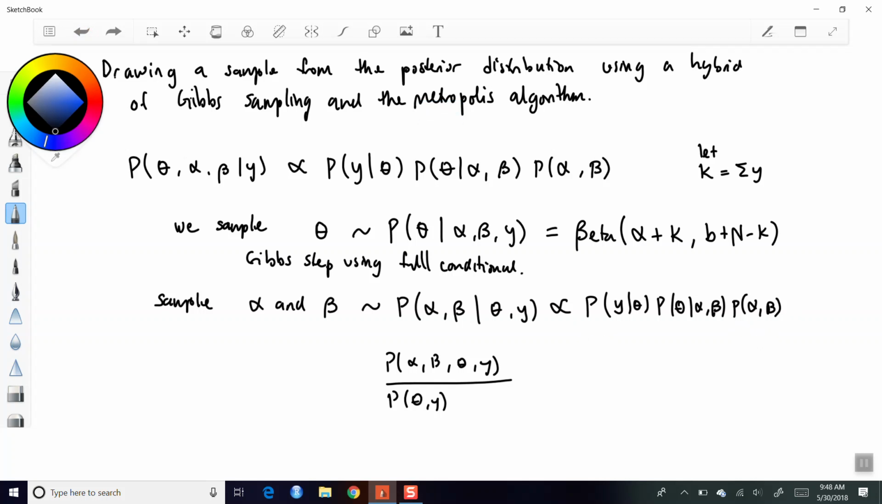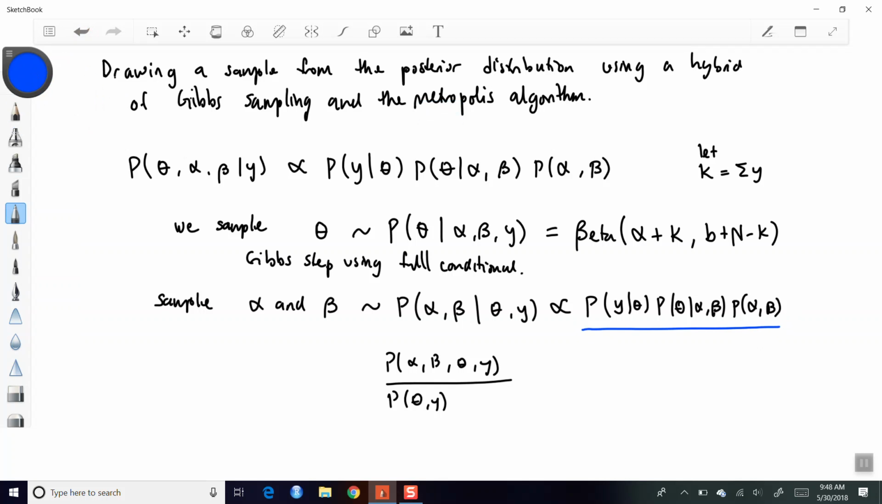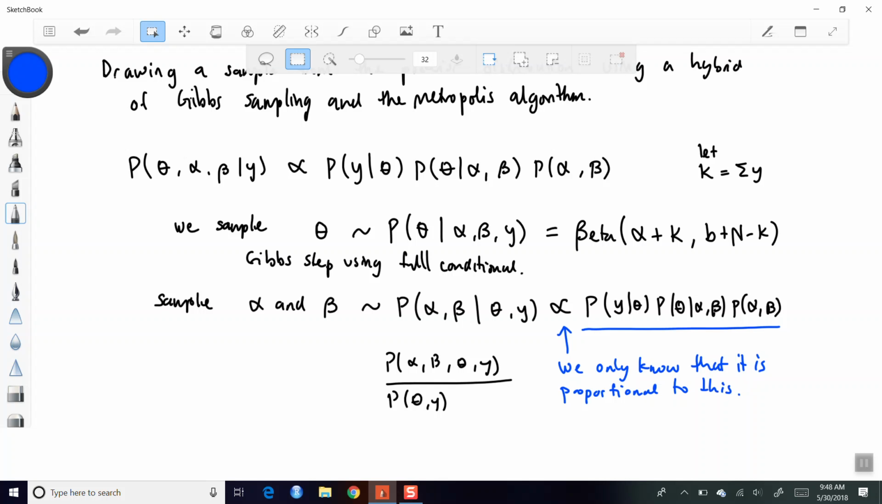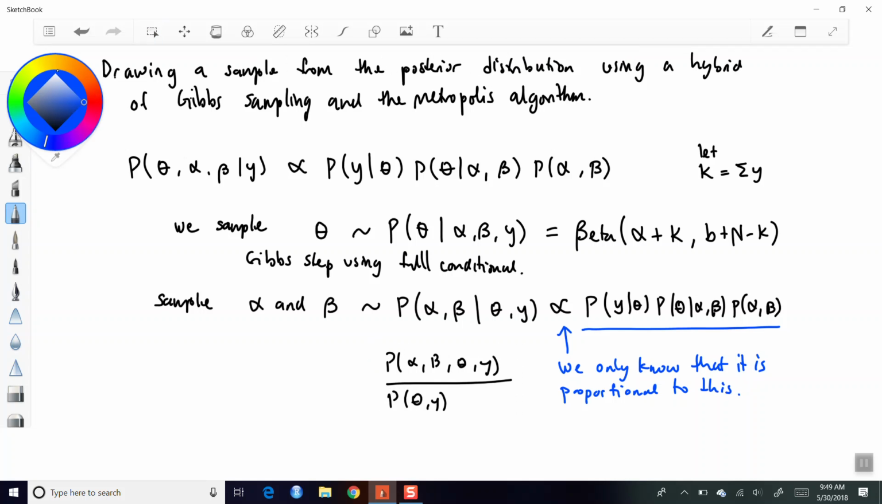And we can use Gibbs sampling, not Gibbs sampling, we can use the Metropolis algorithm for this, okay? So we only know that it is proportional to this. We don't know the full conditional distribution. So we would use the Metropolis algorithm.